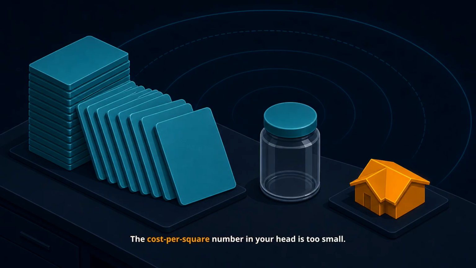Here's why. The cost per square number in your head is too small. A square is 100 square feet of roof. The number you carry has the shingles and the install in it, and almost nothing else. By the end of this, you'll know how to build your true cost per square from the ground up. Then price it so the busy season actually pays you. No magic national number. Yours, on this roof, that you can defend.